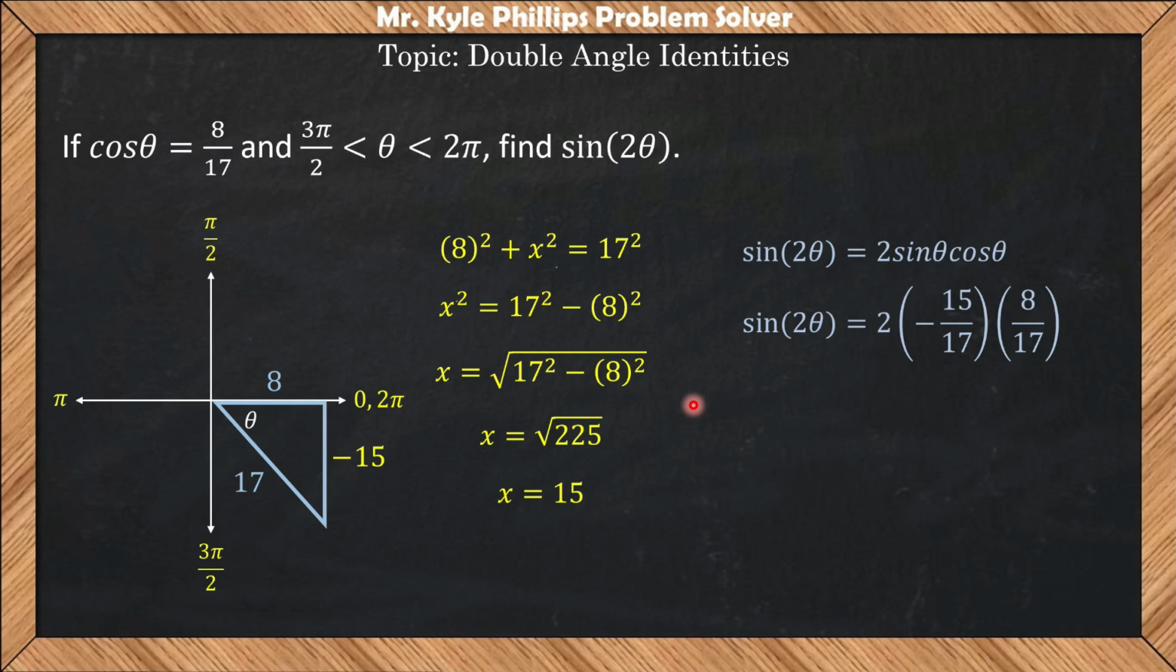So remember, when you're multiplying fractions, you multiply all the numerators and all the denominators. So this will be 2 times negative 15 times 8, all over 17 times 17. And that's going to give us negative 240 over 289.